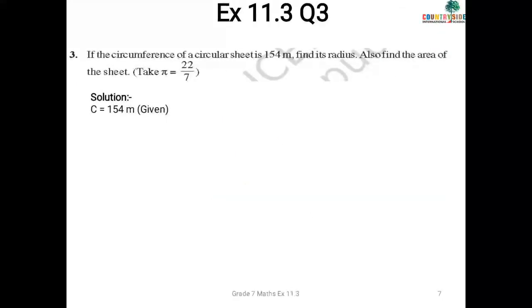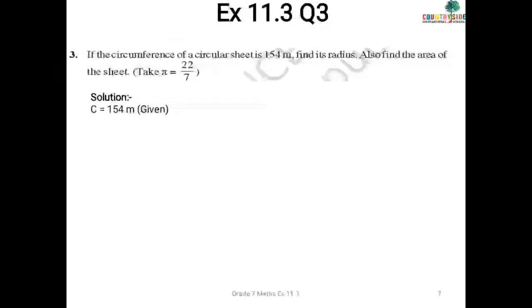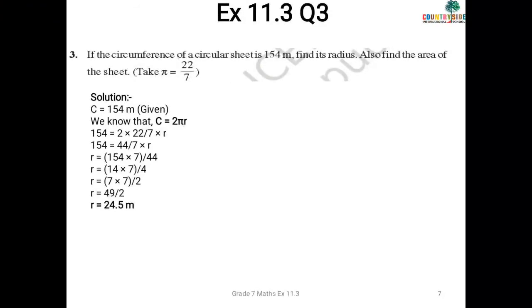Scholars, now let's see question number 3 from exercise 11.3. The question is: if the circumference of a circular sheet is 154 meter, find its radius. Also find the area of the sheet. Now we have to simply find the radius, and we know the formula to find the circumference, that is C equals 2 pi r. So just put all the values. C equals 2 pi r. The C value is 154, which equals 2 into 22 by 7 into r. Now 22 into 2 is 44.